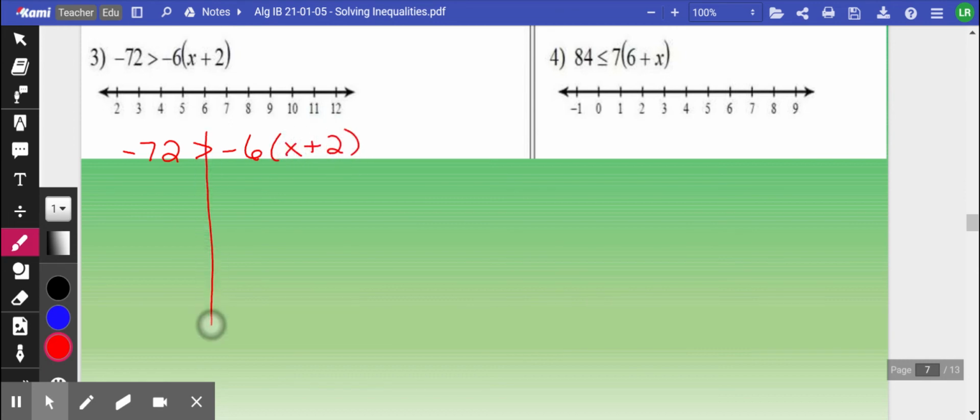There's my inequality. David, what would I do first? You're right. Tell me at least what operation you use. Multiplication. Okay, that's called the distributive property. So let's distribute, multiply that negative 6. So I get negative 6x, and I get negative 12. Variables right here on the right side. I have to move the negative 12. So I'll go plus 12.